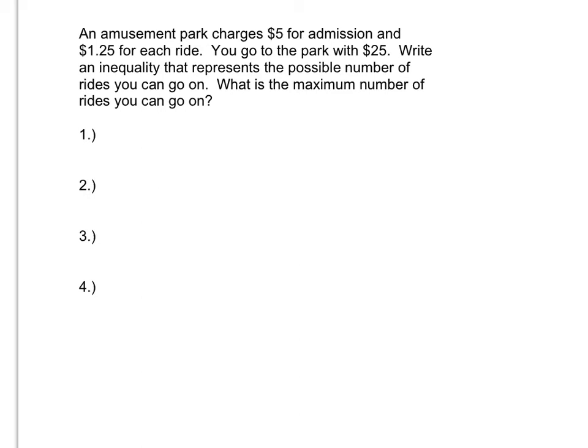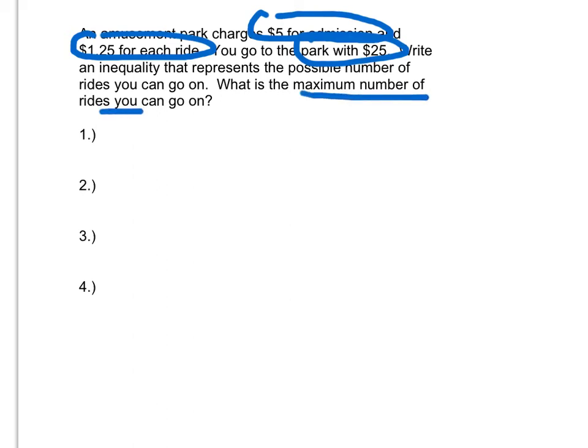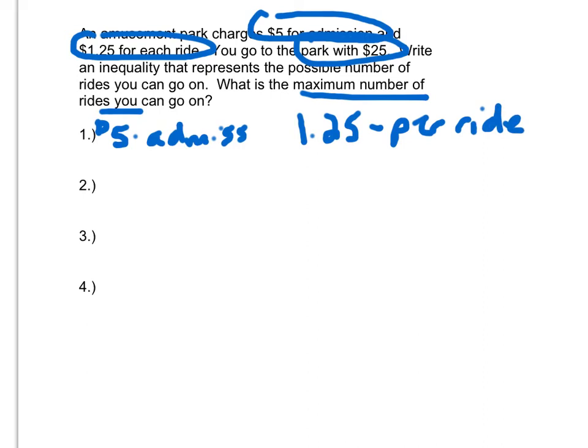So let's start by circling what we know. We know there's $5 for admission. We know it's $1.25 for each ride. We know we have $25. And we want to know the maximum number of rides. Well, let's start with our labels. We know that we have $5 for admission. That is what we're charged just to get in the park. We know that it's $1.25 per ride. We know that we have $25 to spend. We want to know the maximum number of rides we can go on, so x needs to be the number of rides.